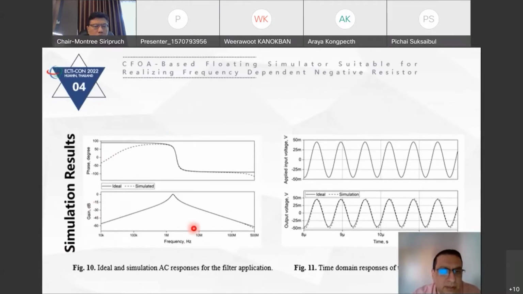Here in figure 10, you can see the phase response and gain response of the voltage mode bandpass filter, with ideal and simulated responses both given in the figure. Also, the time domain response of the filter is given here in figure 11, and you can see that an input voltage of around 100 millivolt sinusoidal is applied, and again the output voltage is given here.